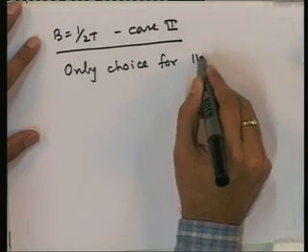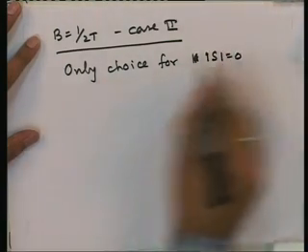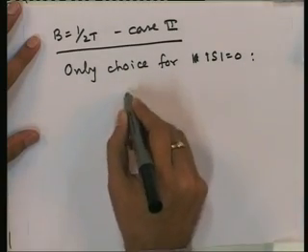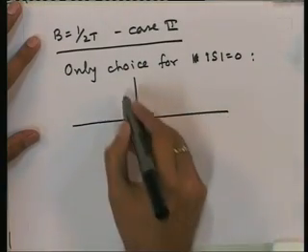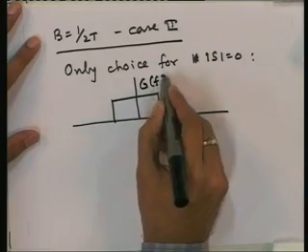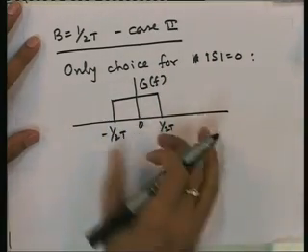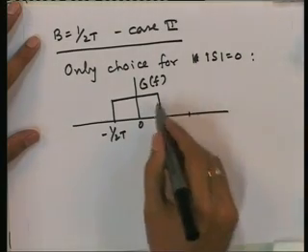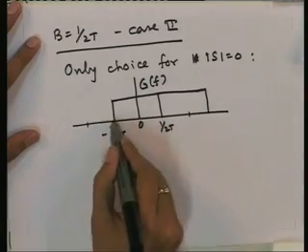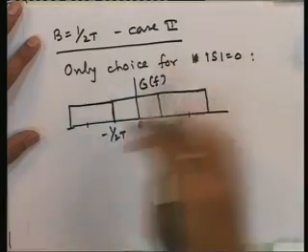for 0 ISI is to have this G(f). This is 1 by 2T, this is minus 1 by 2T. Then what will happen when you shift it to 1 by T, it will be like this. When you shift it to minus 1 by T, it will be like this. So it will give us constant 1 when you add all these.